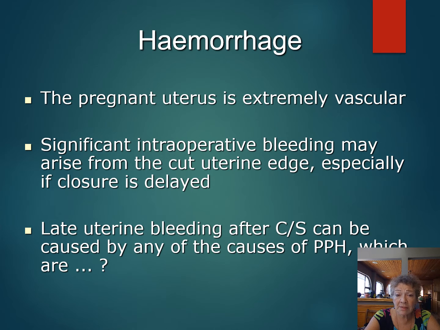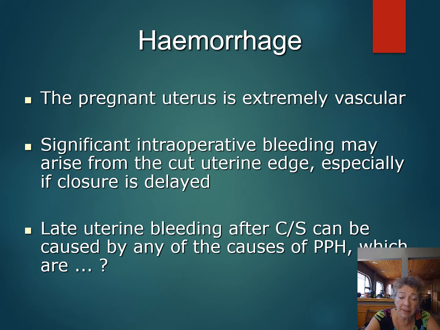Certainly, significant operative bleeding may arise from the cut uterine edge, and that's especially true if closure is delayed. So the best way of controlling hemorrhage is to get the uterine incision closed as soon as possible. And of course, this can be more difficult if there are extensions or if there are tears that go into the sidewall or any other part of the anatomy of the pelvis.